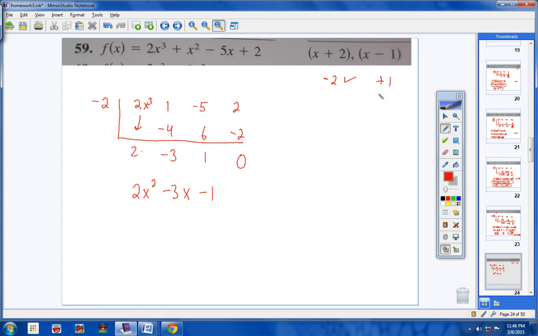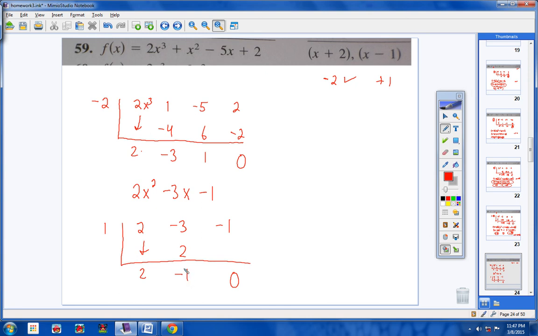Now they want us to confirm that 1 is a 0. So put a positive 1 here, and let's use this. Bring down your 2, then your negative 3, then your negative 1. Now, it's in standard form, and we're not missing any terms. We should get a 0 here. Bring down your 2, multiply, combine, multiply.